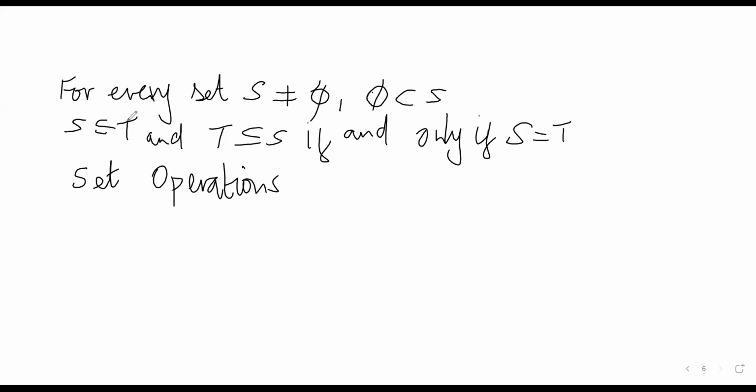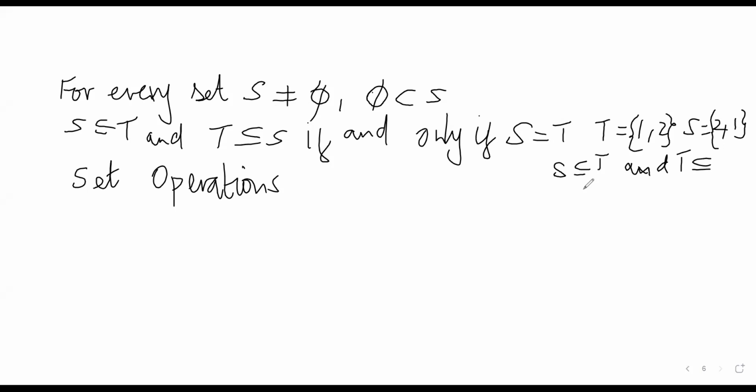And if S is a subset of T, and T is a subset of S, this can only happen if and only if S is equal to T. If T is equal to {1, 2} and S is equal to {1}, then S is a subset of T, and T is a subset of S. That only happens if S is equal to T.